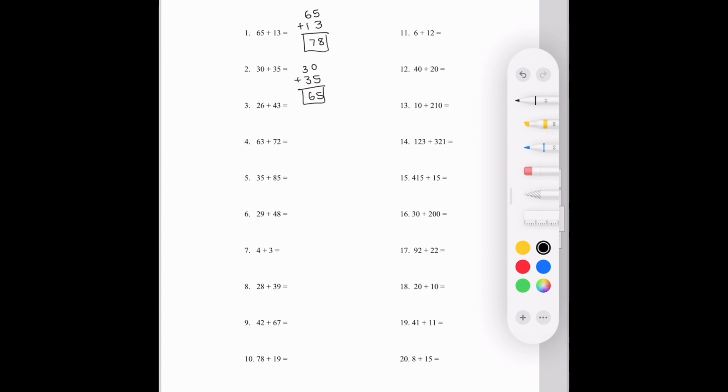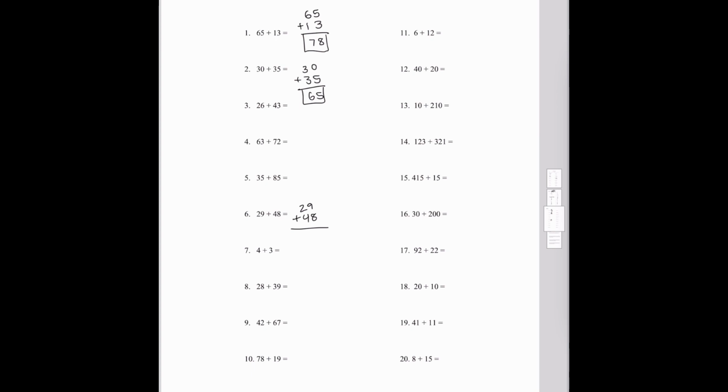Let's try 29 plus 48. It doesn't really matter which number goes on top or bottom in addition and subtraction. So 9 plus 8 is 17. So you put the 7 down here and the 10 up here. And then 4 plus 2 is 6, and then you add the one that you moved over. So 4 plus 2 is 6, plus 1 is 7. So your answer to number 6 would be 77.